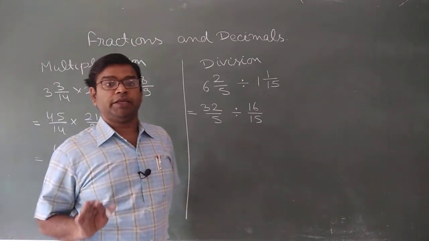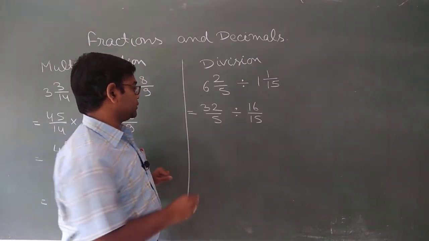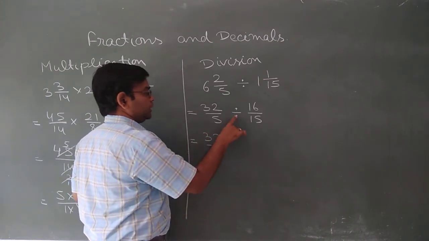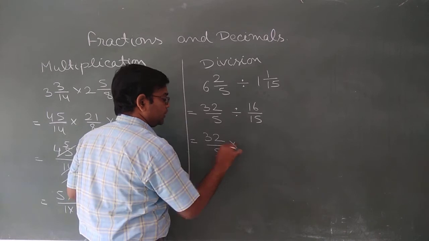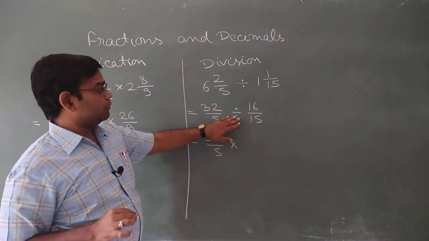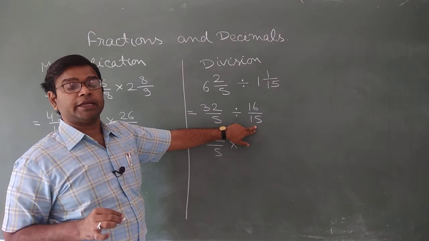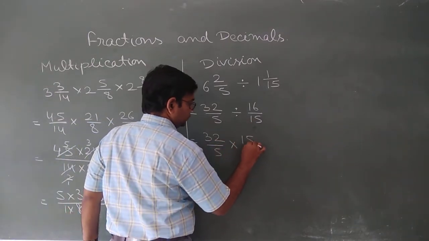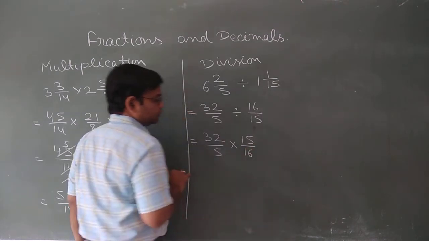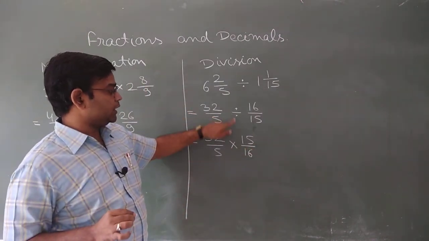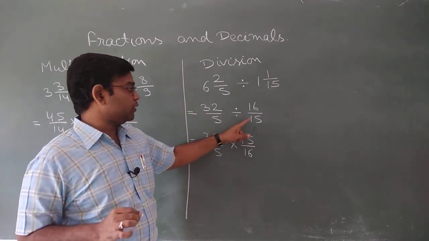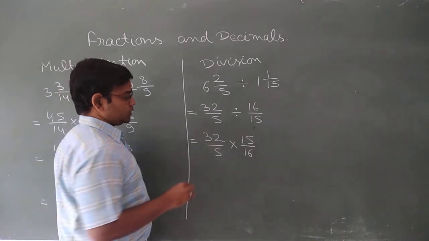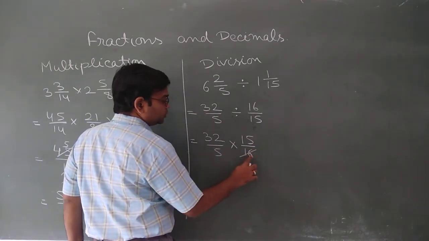Now see very carefully. First, we write down the first fraction, then convert this divide sign into a multiply sign. Then after, we reciprocate the second one, the divisor, so that when we convert the divide sign into a multiply sign, at the same time we reciprocate the second one. Now see, 16 in between these two multiply signs.